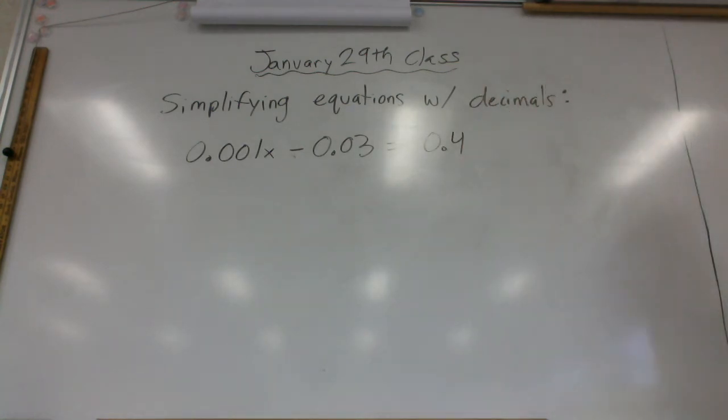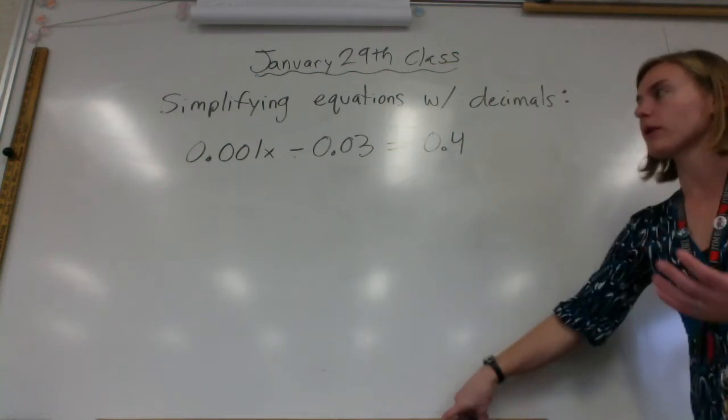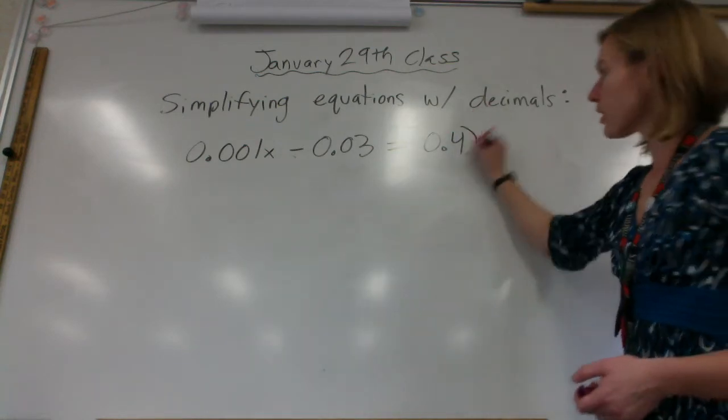Go ahead and write that down. 0.001x minus 0.03 equals 0.4. Those are definitely numbers I cannot do in my head. So what might we want to move all the decimals by? Like, how many places would we want to move all the decimals by? Maybe move them all 3? That might be the simplest, because then all of them are going to be whole numbers. You, of course, are welcome to do less than 3.